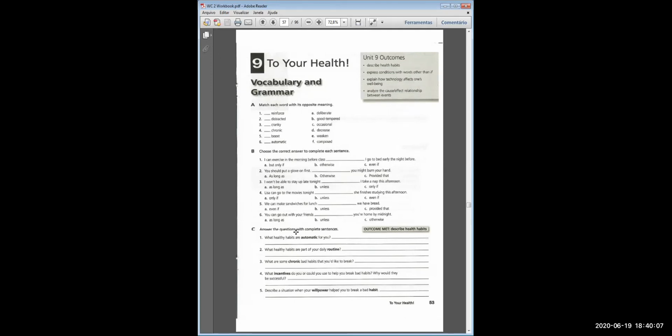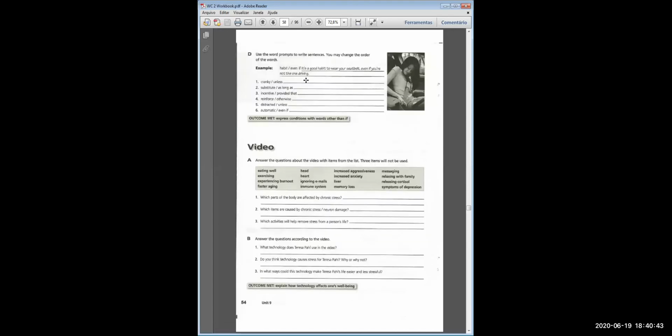Letter C, answer the questions with complete sentences. What healthy habits are automatic for you? You need to show me a complete sentence. And the following questions: what healthy habits are part of your daily routine? What are some chronic bad habits that you would like to break? What incentives do you or could you use to help you break bad habits? Why would they be successful? And number 5, describe a situation when your willpower helped you to break a bad habit. Very good point. And letter D too.